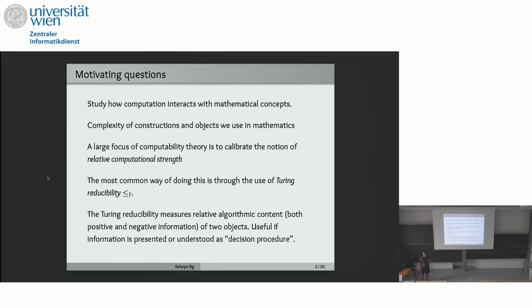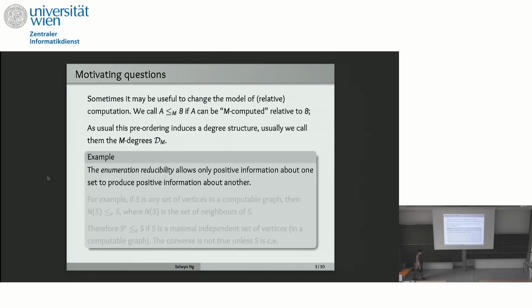Now, the most common way of doing this is through the Turing reducibility. The Turing reducibility is perfect if you are trying to compare the algorithmic content of two pieces of information from the point of view of a decision procedure. If you're thinking that something is complicated if it is difficult to decide information about this object, then the Turing reducibility is, of course, perfect. However, there are different situations where we may not want to view things this way.